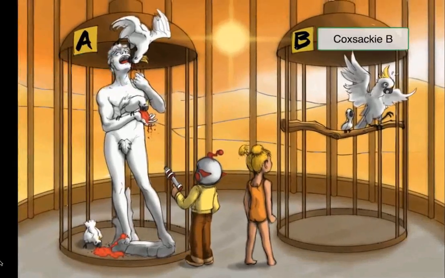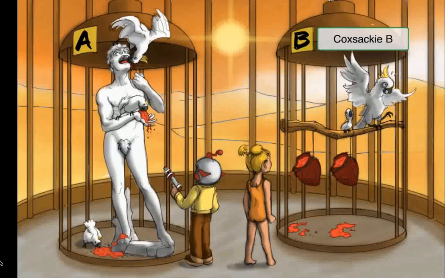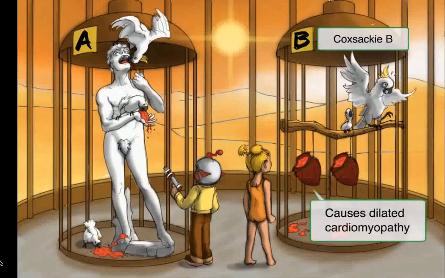Okay, let's move on to our Coxsackie B cage now. We can see lots of bags of bird feed in the cage, and these bags are very loose and floppy. And if you look closely, the bags are shaped like a heart. So this is to represent that Coxsackie B can cause a dilated cardiomyopathy, which is represented by these floppy, dilated heart-shaped bags. It's a pretty devastating sequela of Coxsackie B infection, and is a highly board-tested aspect.